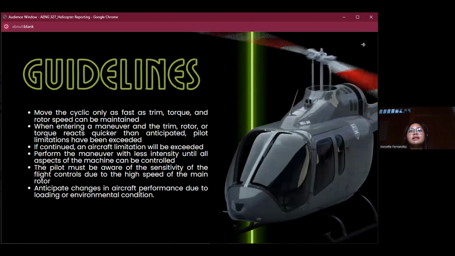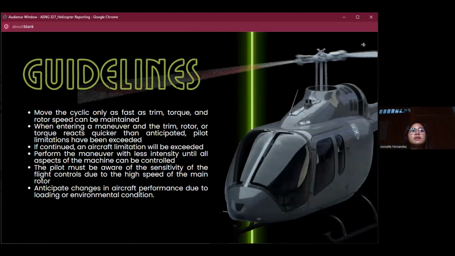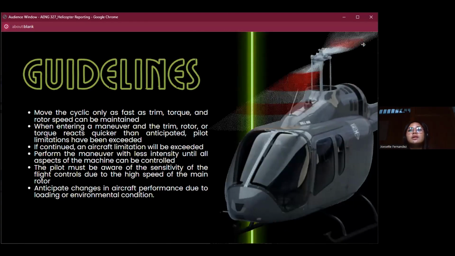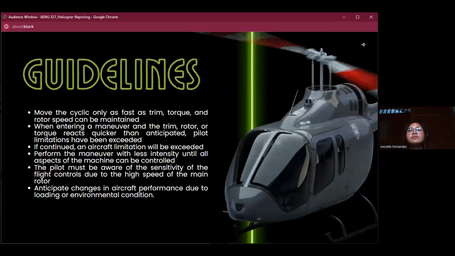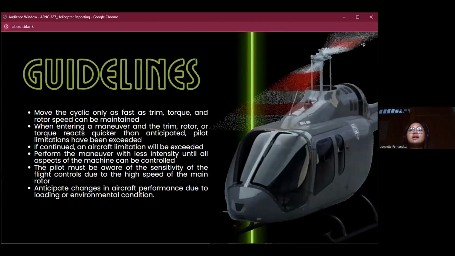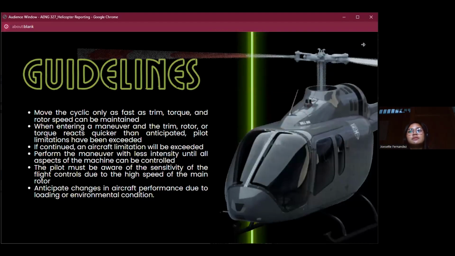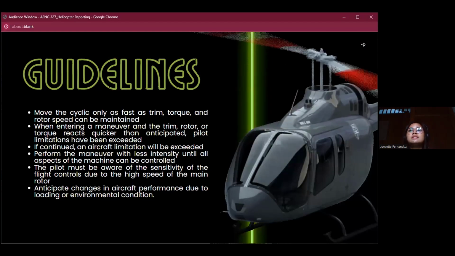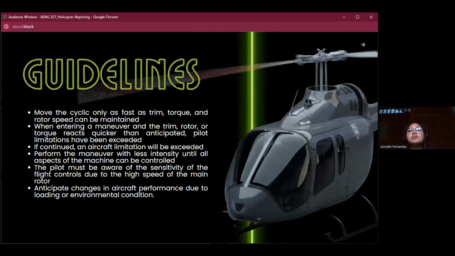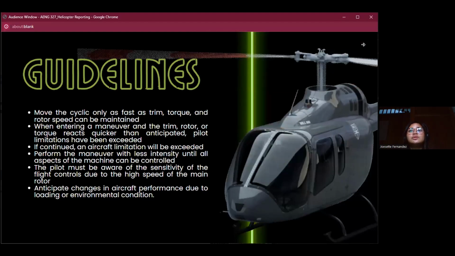Here are some guidelines for basic flight maneuvers. The first one is move the cyclic only as fast as trim, torque, and rotor speed can be maintained. The cyclic in the helicopter adjusts the pitch of the rotor blades, affecting the aircraft's movement in different directions: forward, backward, left, and right. In other words, we don't exceed the helicopter's ability to maintain stability and control during cyclic inputs.